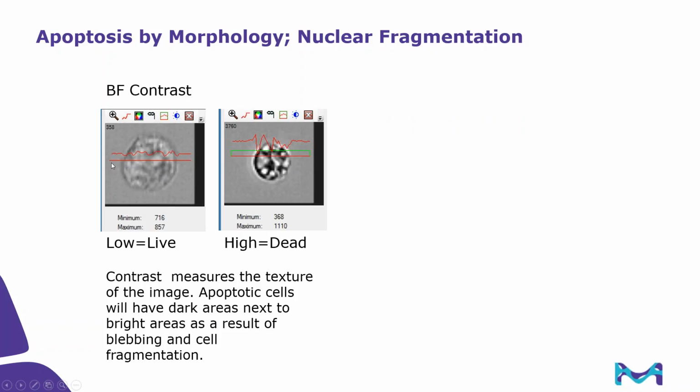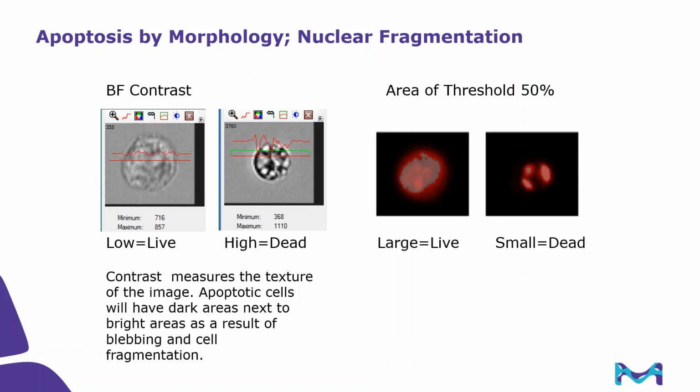If you look at this far left image here, what I've done is I've used a line to transect and produce a histogram of the pixel values under that line. And if you look at a normal live cell, there's very little blebbing and very little contrast within this image. When you compare that to a highly apoptotic cell that has lots of very dark regions and lots of very bright regions, the cell increases its texture as it enters the apoptotic pathway. And so contrast in the bright field image is an effective way of looking at apoptosis.